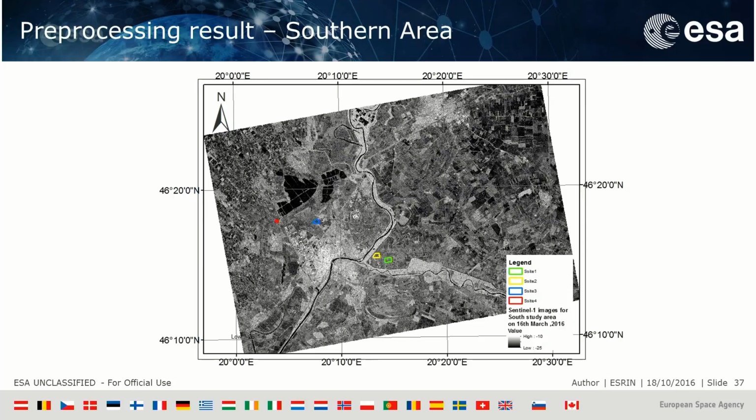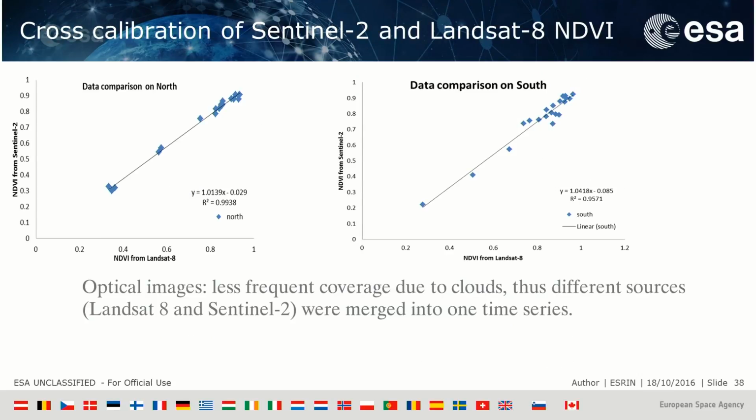We had some different kinds of crops. So within the test area, we had different kinds of crops. This is the different locations of the different crops in the southern part.